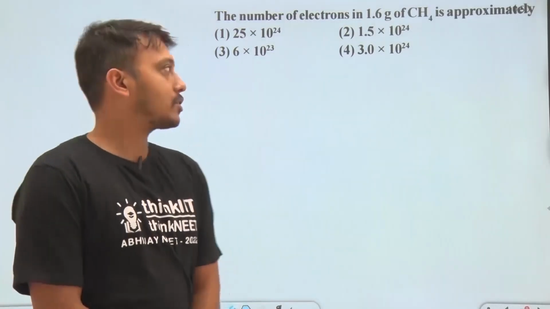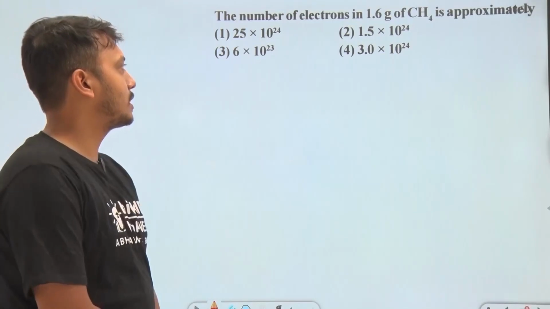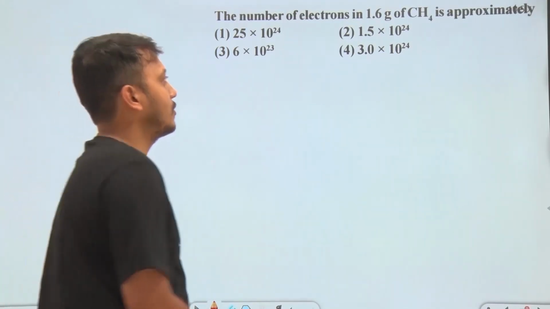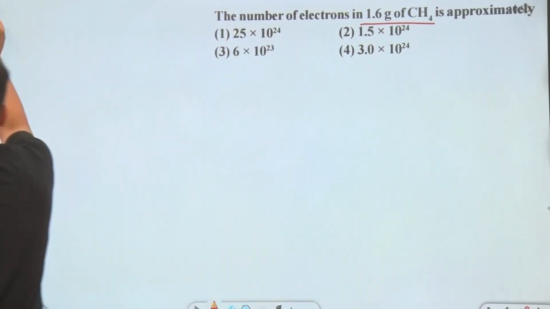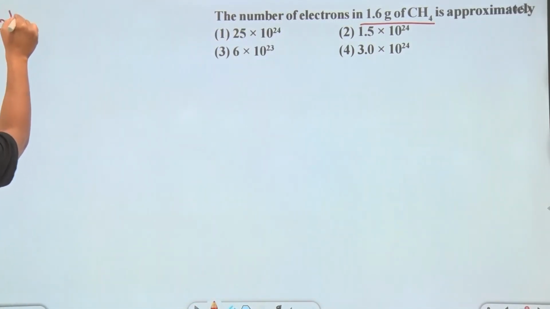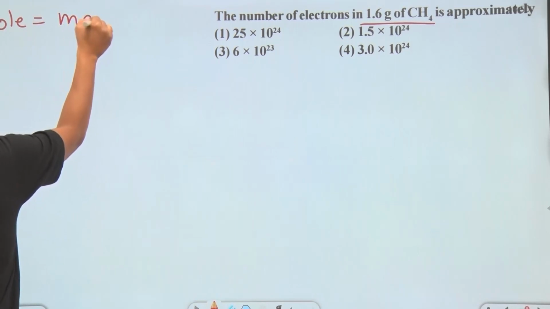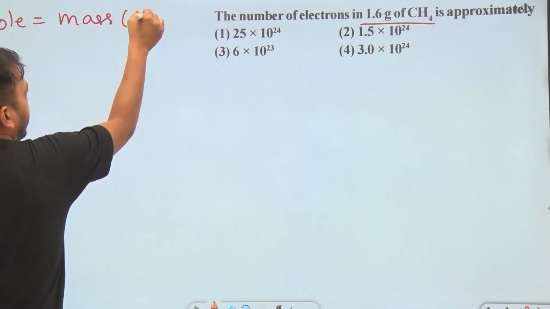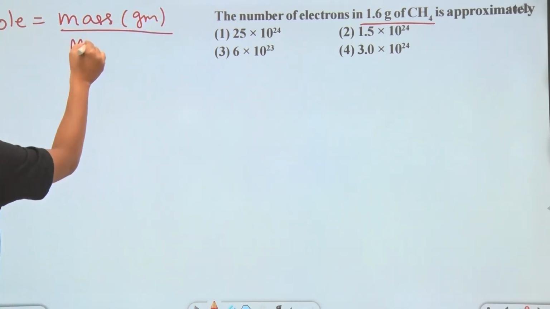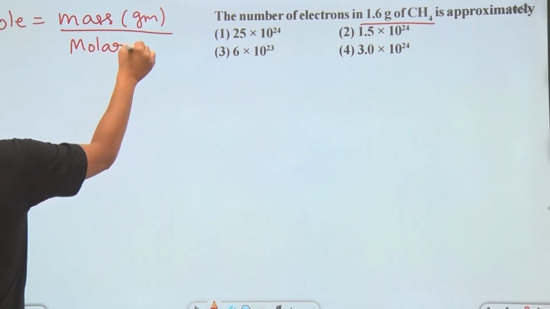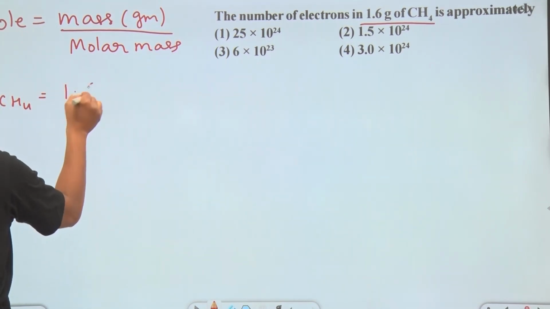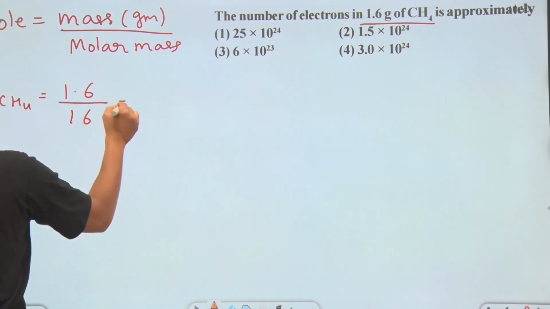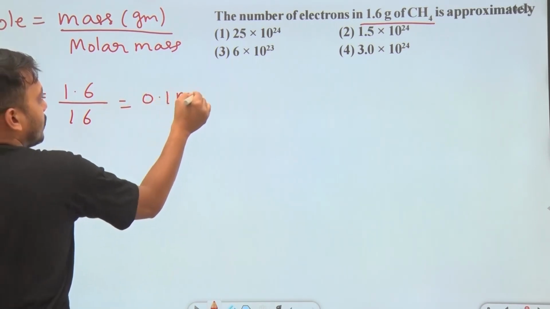So students, the next question here is from the mole concept chapter. The number of electrons in 1.6 gram of methane. First we are going to determine the number of moles. The formula for mole is equal to mass in the unit of gram upon molar mass. So this is the formula for the calculation of mole. So mole of CH4 is equal to the given mass, 1.6 gram, upon the molar mass, 16. So we get 0.1 mole.